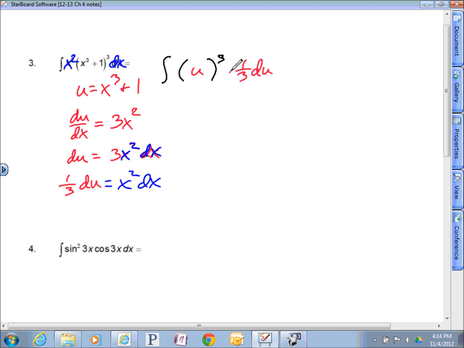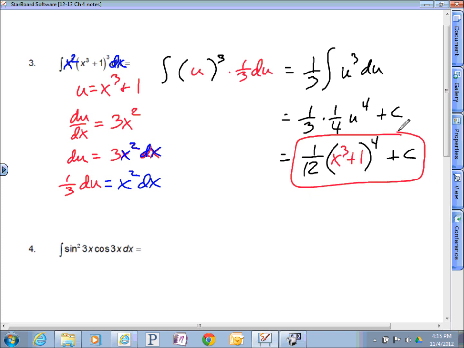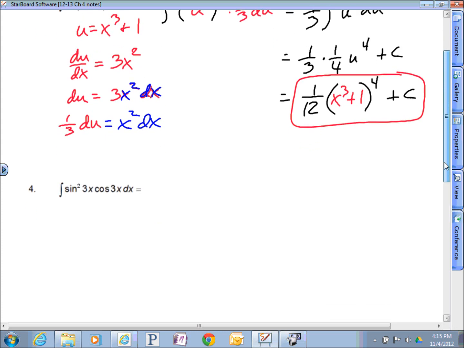Rewrite the integral. Is it one we can do? You bet. 1/3 integral u cubed du. Simple integral way back to the beginning of learning how to do antiderivatives. 1/12 quantity to the 4th plus c. What's the quantity? x cubed plus 1. Another successful u substitution.